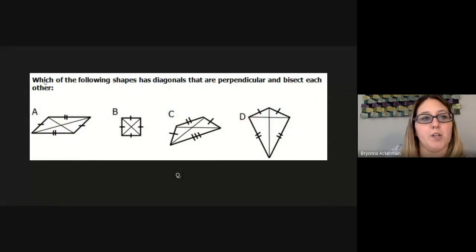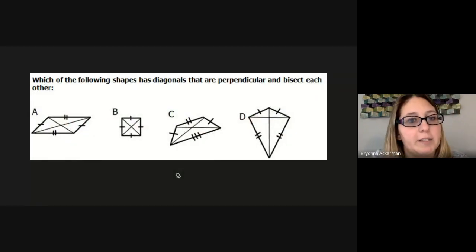Okay, so the first question, guys, is you want to look at the diagonals and which ones are perpendicular and bisect each other. So there's two pieces to this. This was on a quiz the other day, so I wanted to put it back up. Okay, so the diagonals are perpendicular and they bisect each other.